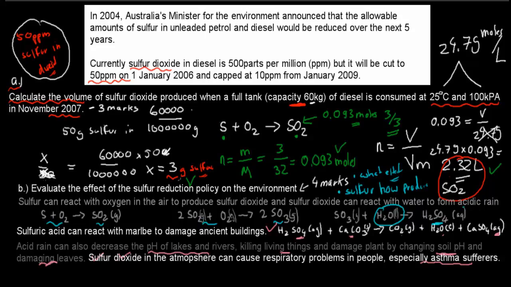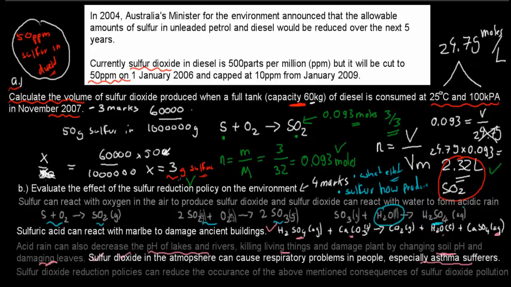And then last was the concluding statement. That's actually a really important statement as well. So sulfur dioxide reduction policies can reduce the occurrence of the above mentioned consequences of sulfur dioxide pollution. Because the actual question says, evaluate the effect of sulfur reduction policies on the environment. If you just talk about what sulfur dioxide does, it's all good. I mean, that's what you should be doing.